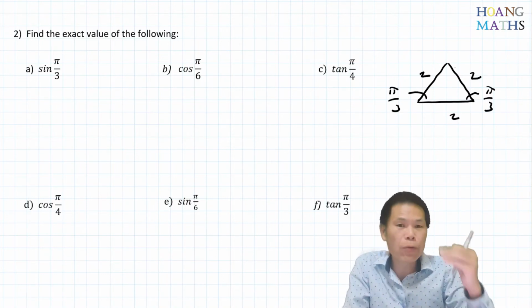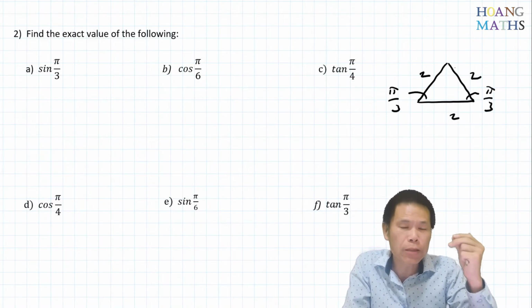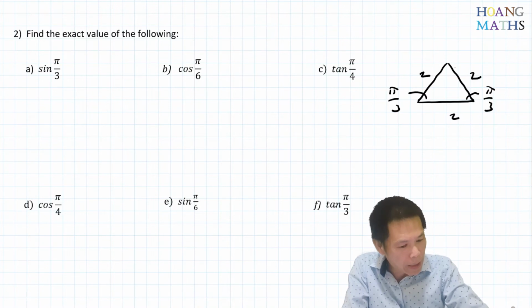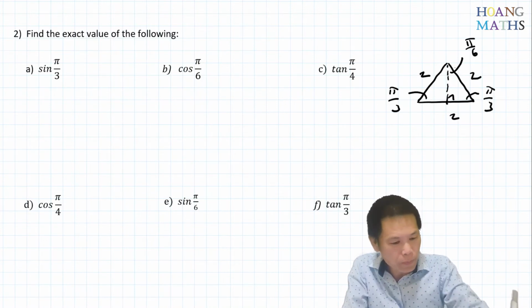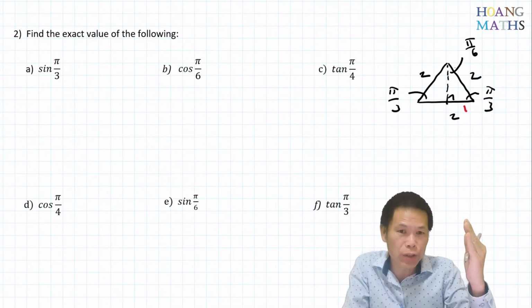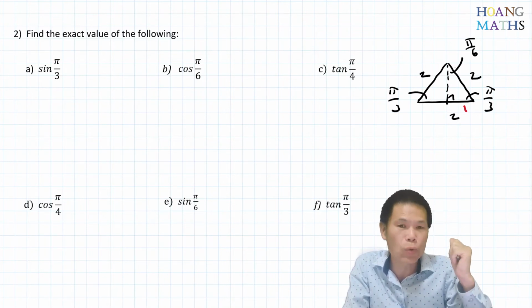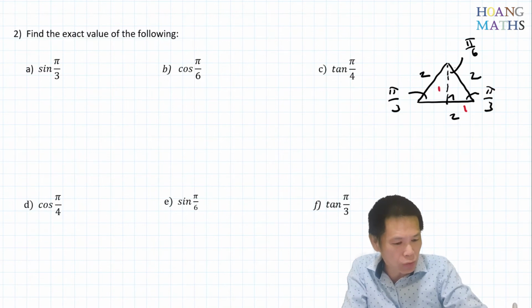Just remember, for 60 and 30, or pi over 3 and pi over 6, we're using this equilateral triangle. And then we cut it in half. So pi over 3 divided by 2 is pi over 6, and this side is 1. To work out this perpendicular height, we use Pythagoras' theorem. So 2 squared minus 1 squared is 3, so the answer is root 3 here.